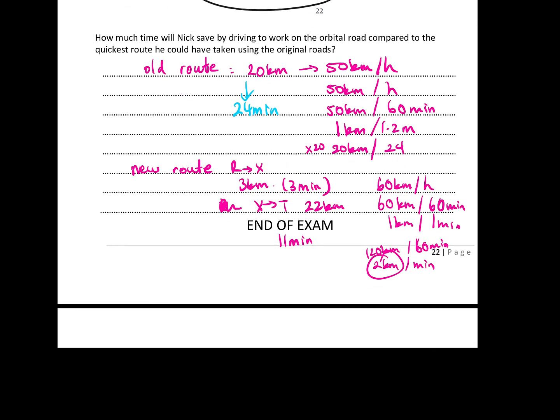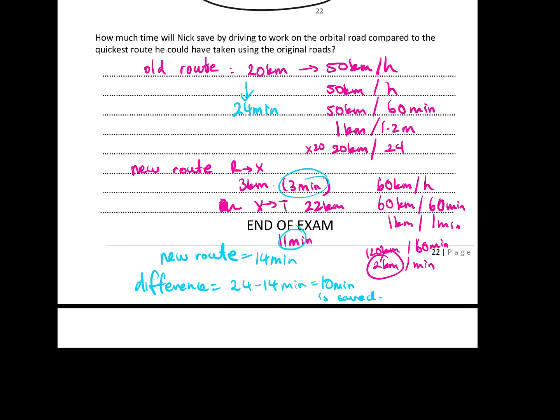Okay, and so therefore, for the new route, the total time is 3 minutes and 11 minutes, so 14 minutes. So the difference is 24, take away 14 minutes, 10 minutes is saved. Okay, great.